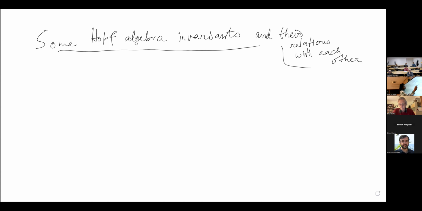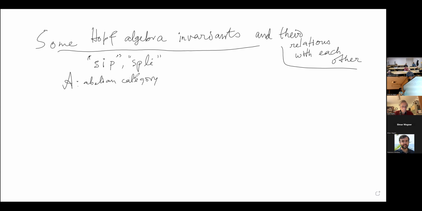So the invariants that I will talk about are called SILP and SPLE, but before coming to them, I will start with some motivations. There are different ways of motivating the need for or the usefulness of these invariants, and the one that I'm going to go with is the following. So let's say I start with an abelian category with enough projectives and enough injectives.